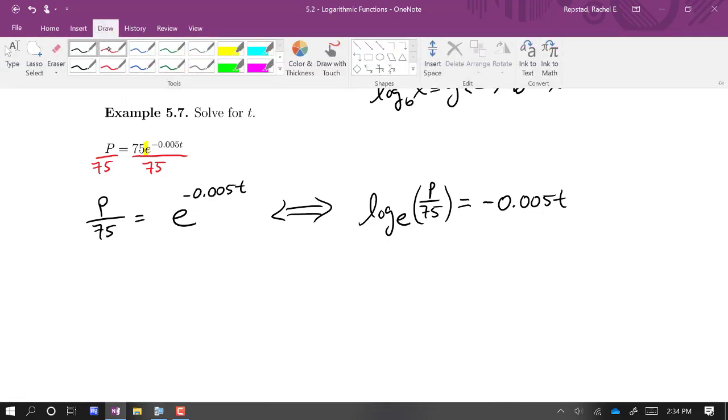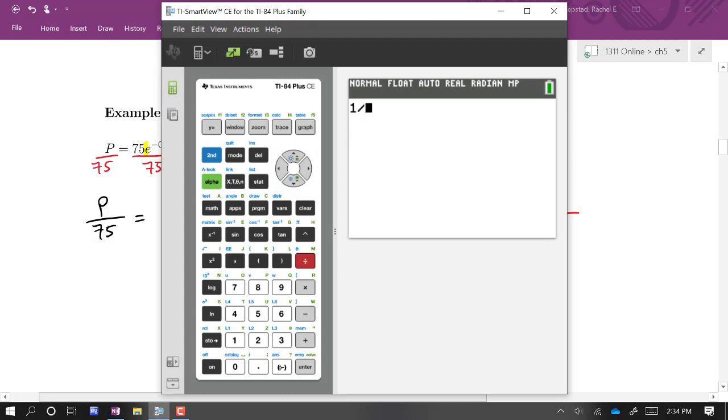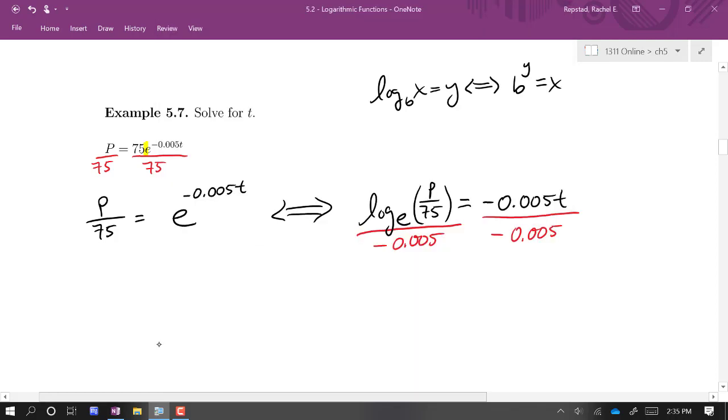Now we're almost done. We want to solve for t, so we're just going to divide both sides by negative 0.005. And if you take the calculator and find 1 over negative 0.005, you get negative 200. So this is really negative 200 times log base e of p over 75. That's equal to t.